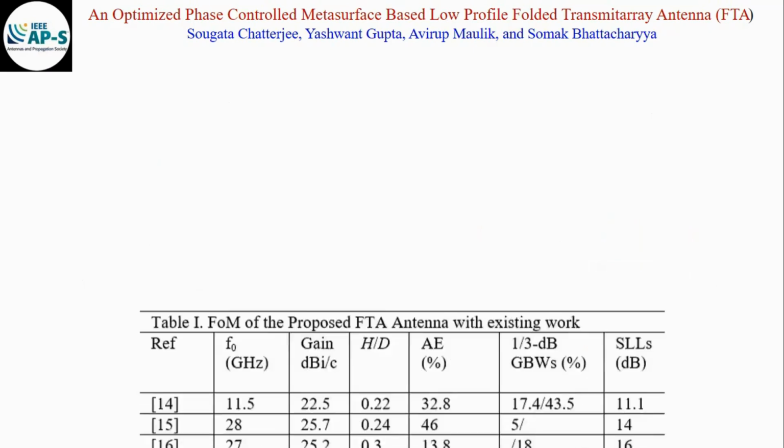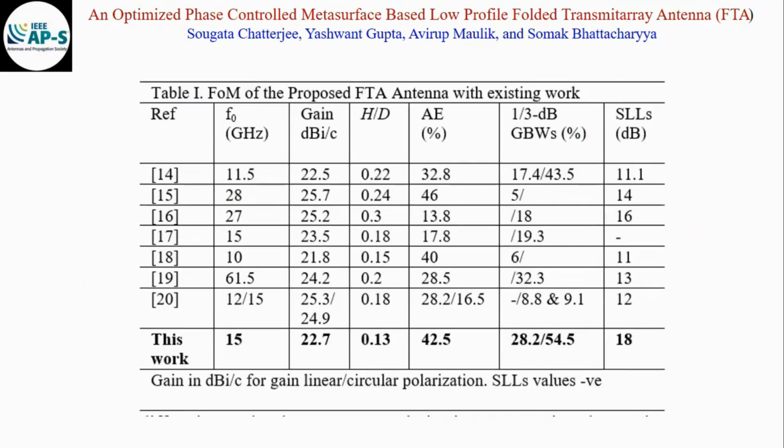And here is the figure of merit of our transmit array antenna. You can see that the H by D ratio is 0.113 and the aperture efficiency is 42%, together with the 1 dB and 3 dB beamwidths of 28 and 54%.